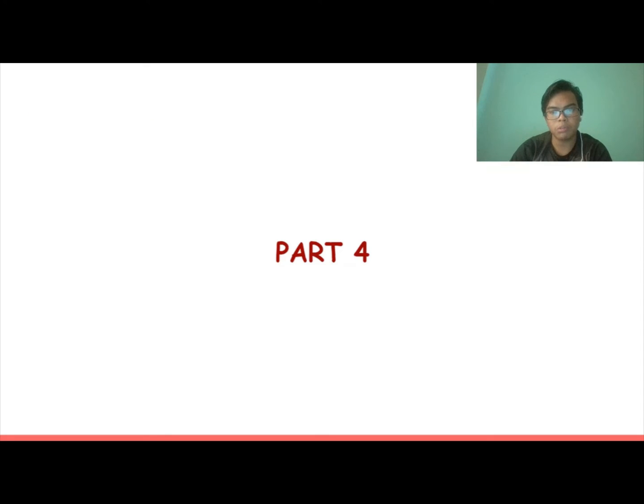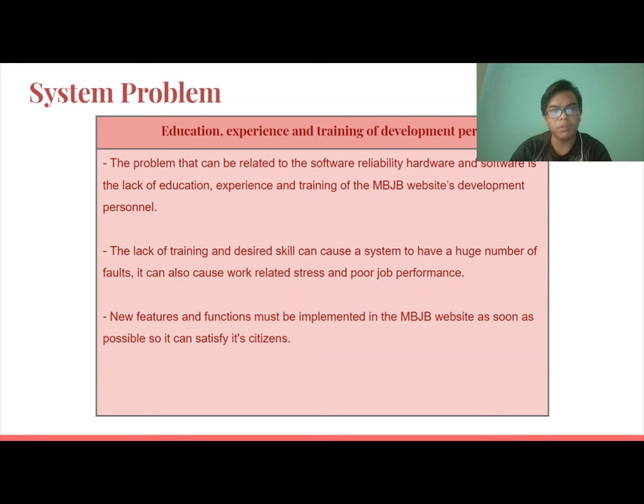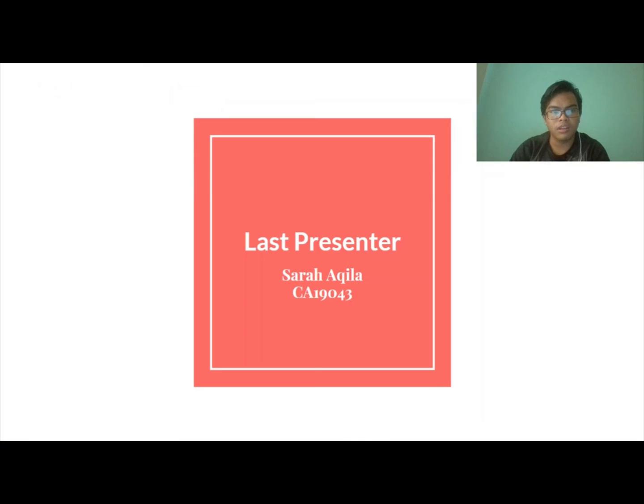So the last part is part 4, the system problem, education, experience and training of development personnel. The problem that can be related to the software reliability, hardware and software, is the lack of education, experience, and training of the MBJB website development personnel. The lack of training and desired skill can cause the system to have a huge number of faults. It can also cause work-related stress and poor job performance. New features and functions must be implemented in the MBJB website as soon as possible so it can satisfy its citizens. That is all for me.